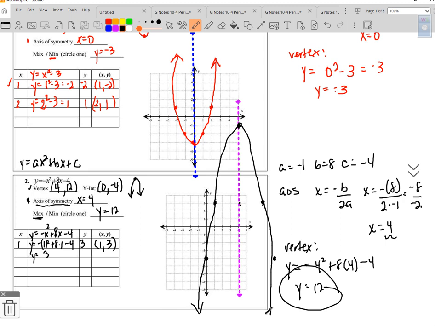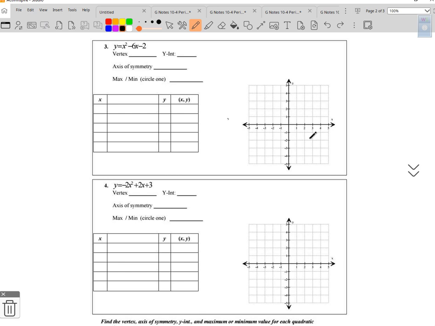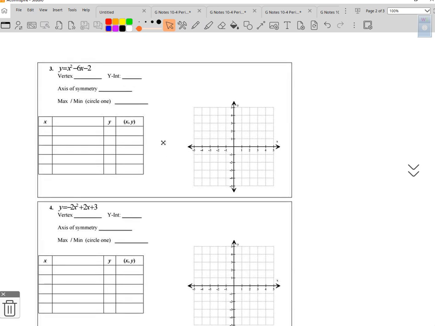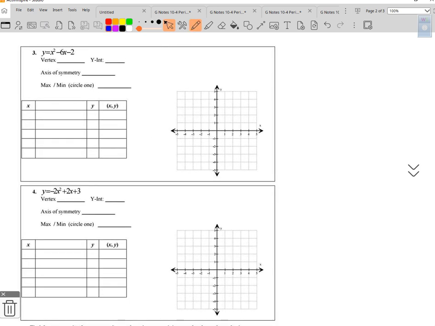And remember, on your test, you won't be going off the graph like this. Okay, we'll move on to the second page, number 3. I'm going to start identifying our A, our B, and our C, always doing everything in the same order, and that will keep us from making a careless mistake.